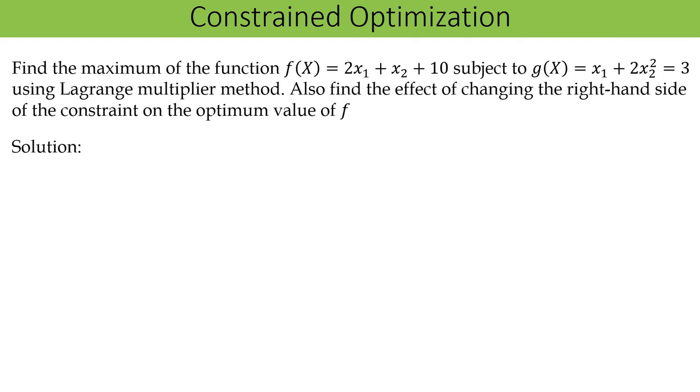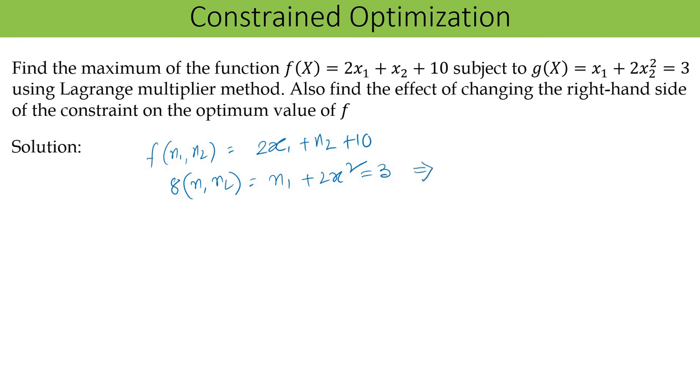Okay, so this you have to find out. So I can write it something like this: f of x1 and x2 is equal to 2 x1 plus x2 plus 10, subject to g of x1 x2, which is x1 plus 2 x2 squared equal to 3. So I can write it like this: 3 minus x1 minus 2 x2 squared, which is equal to 0.